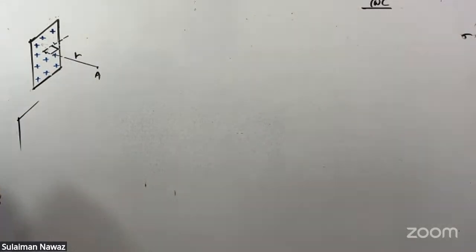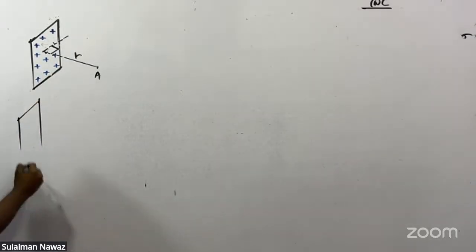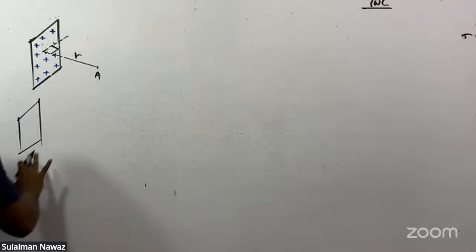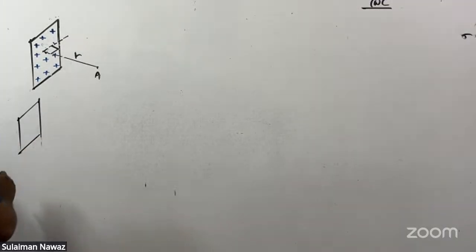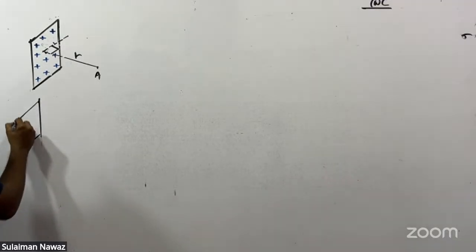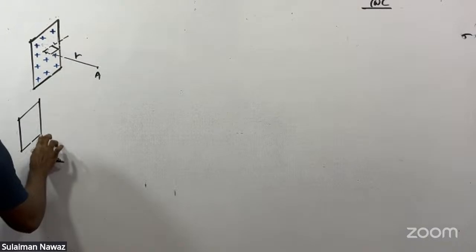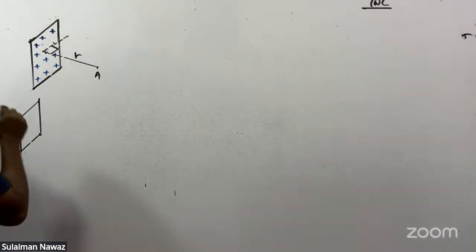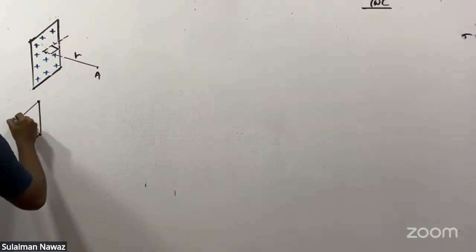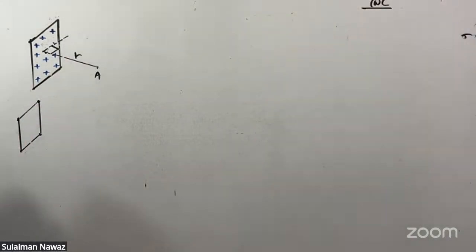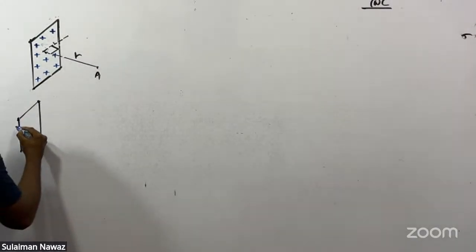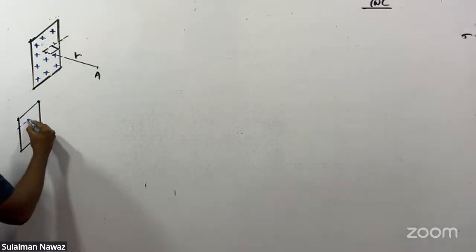First you want to understand how the electric field lines propagate from this plate. Electric field lines leave the plate perpendicular to the plate. If I draw some perpendicular electric field lines.